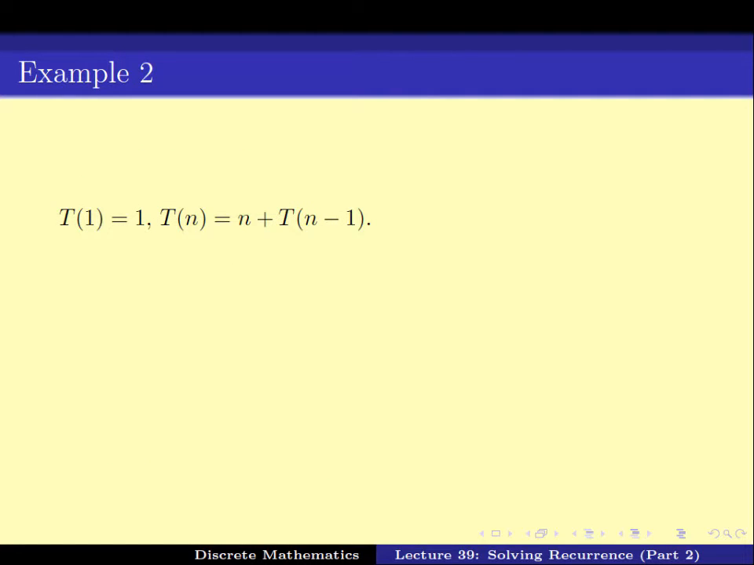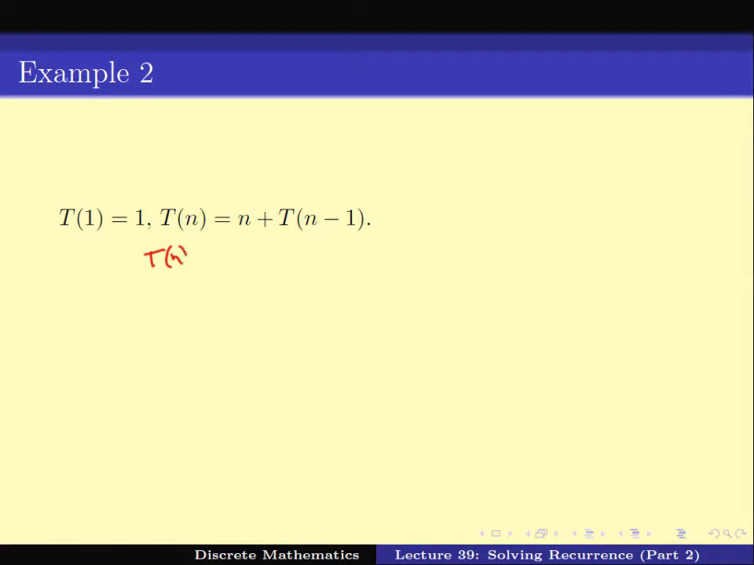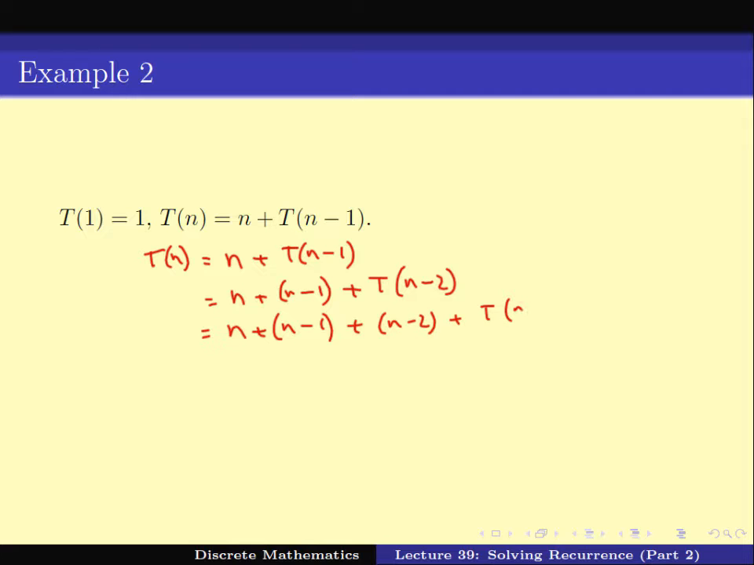So here, Tn equals n plus Tn minus 1. Again, let us keep on unfolding the definition. So Tn equals n plus Tn minus 1, which is equal to n plus, now if I unfold this Tn minus 1, this is n minus 1 plus Tn minus 2. Now again, if I unfold it more, this is n minus 2 plus Tn minus 3.